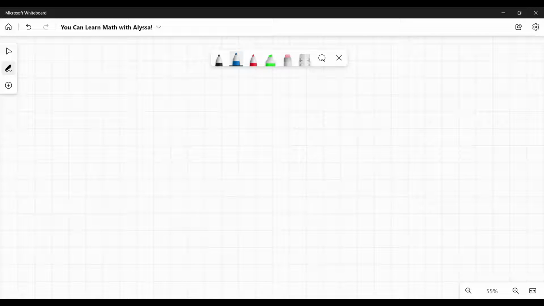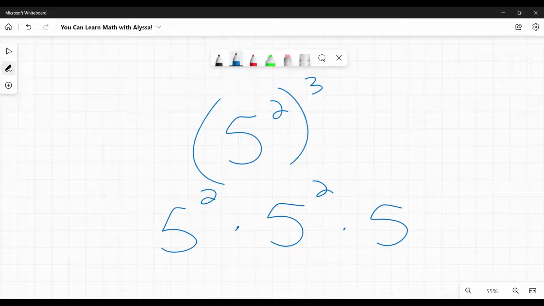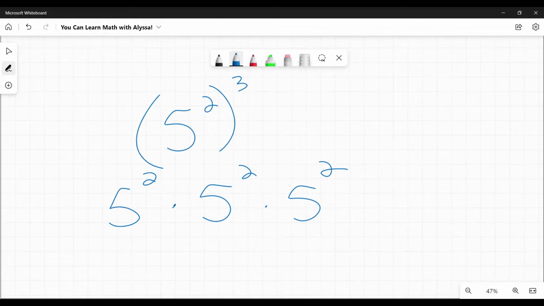To see why this works, let's break it down. 5 to the power of 2 to the third power means 5 to the power of 2 times itself 3 times. Now, if you remember your product rule, you would know at this point you could add those together, 2 plus 2 plus 2, to get 5 to the power of 6.